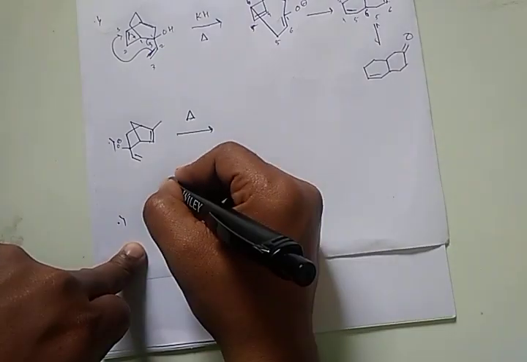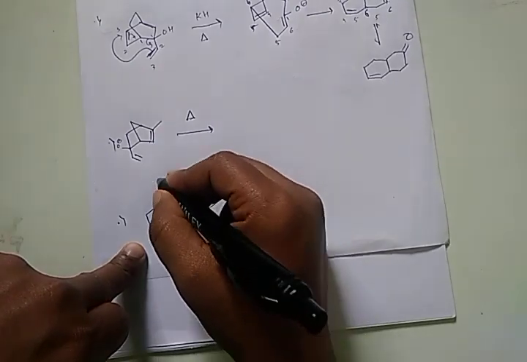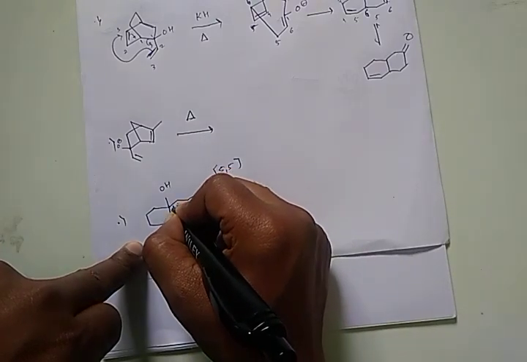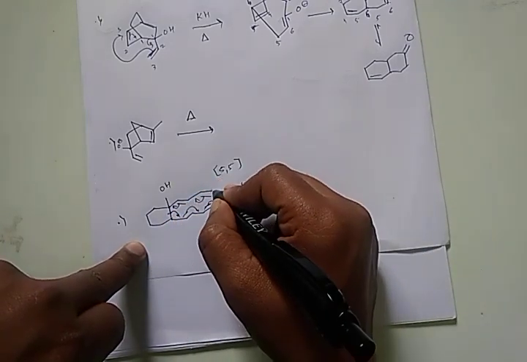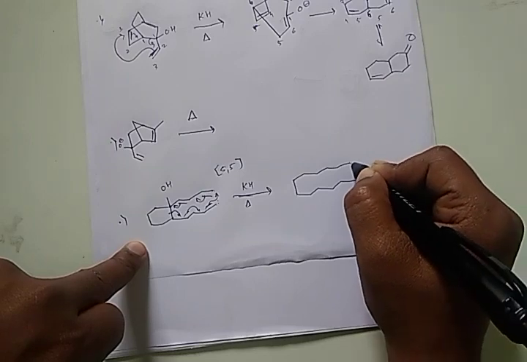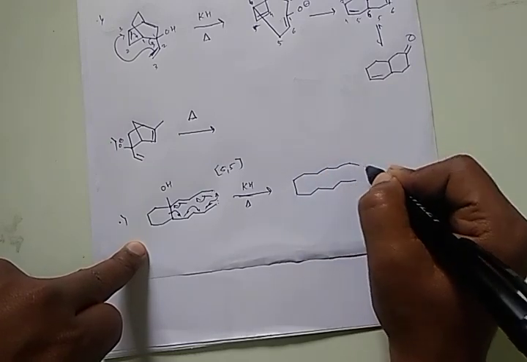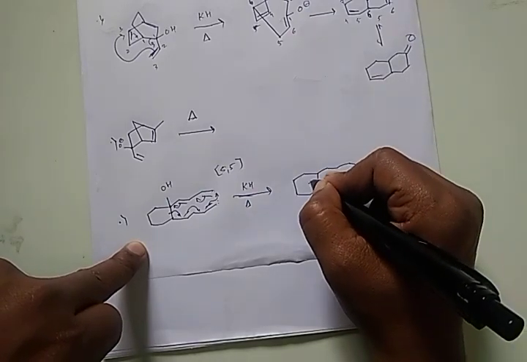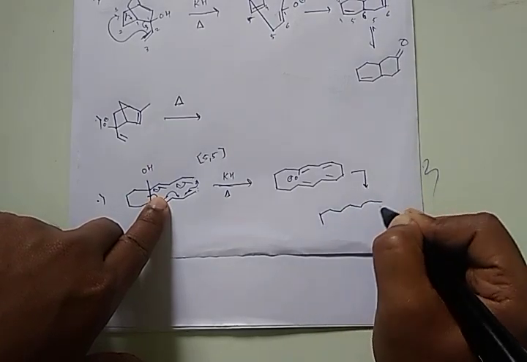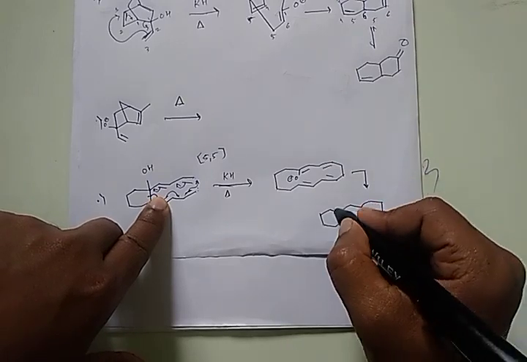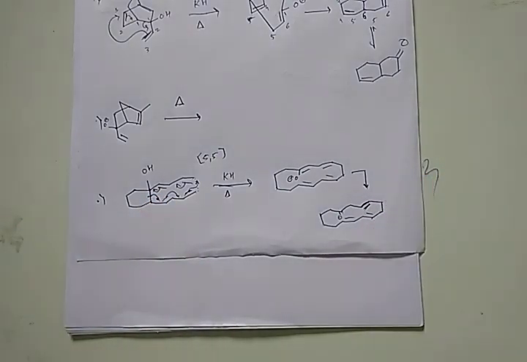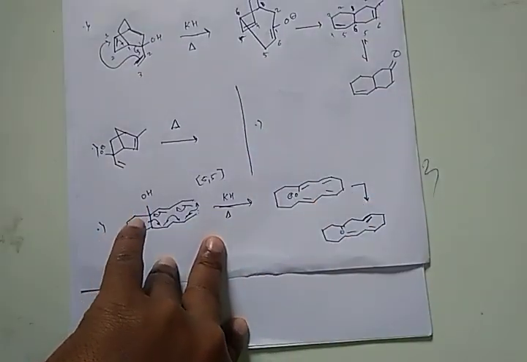So how it goes: KH will abstract this proton, make O minus, and then will promote the reaction to go like this. So the bond is going to break here and a new bond is going to be formed. So you will have such a kind of a system. What happened? 1 2, 1 2, 1 2, 2 2. O minus. Here are new bonds, and with tautomerism 1 2 1 2 1. Okay, so this is the final compound.